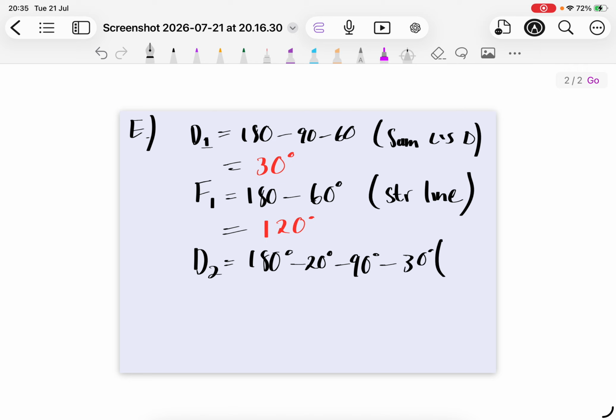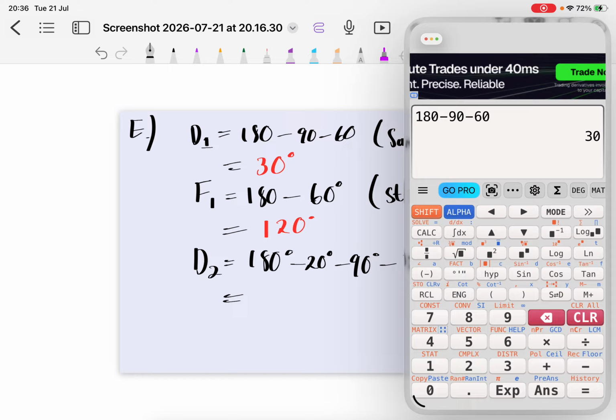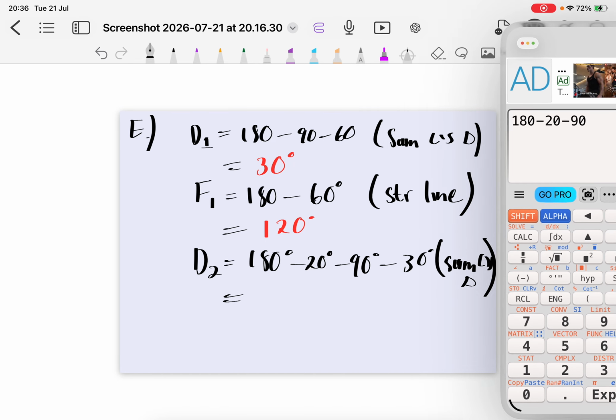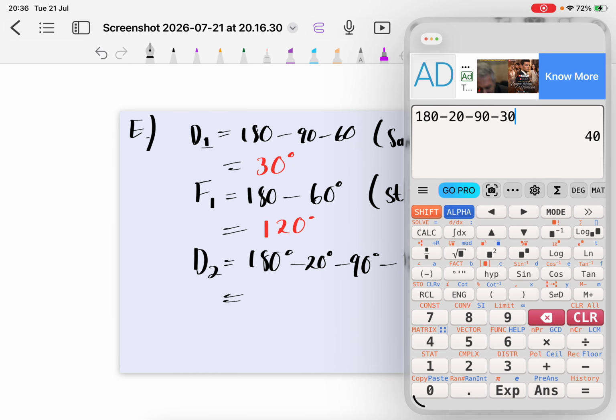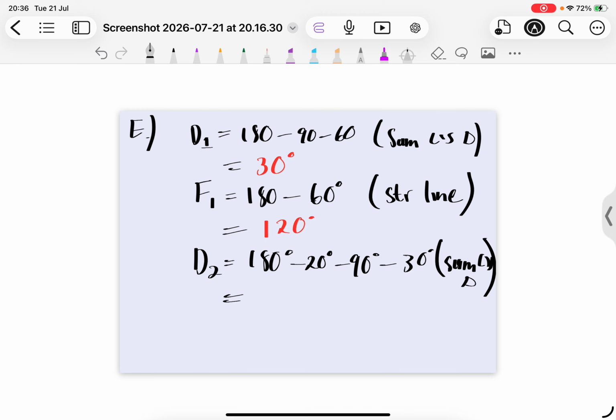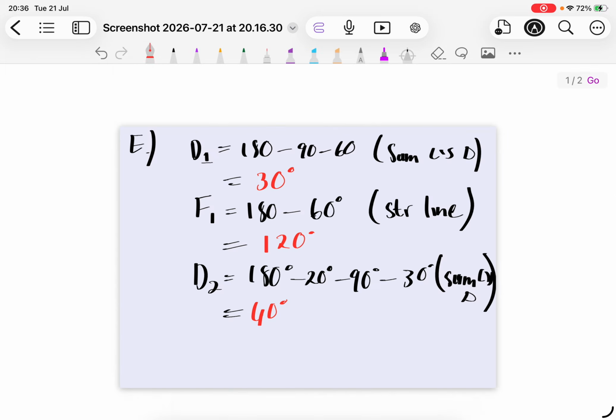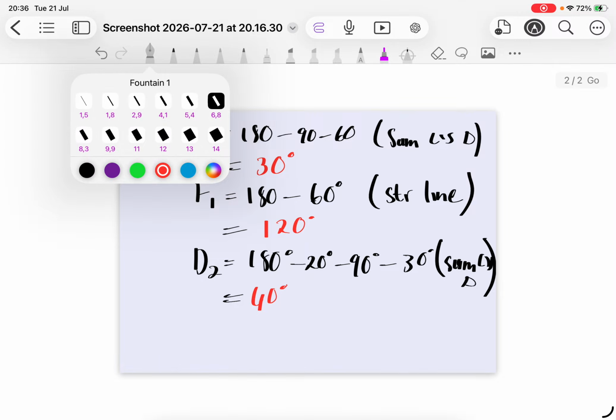And then what can I say? Sum angles of a triangle, right? Sum angles of a triangle. So my answer there, quickly do it on my calculator. I'm simply saying 180 minus 20 minus 90, minus 30 degrees, which gives me a final value of D2 equal to 40 degrees, right?